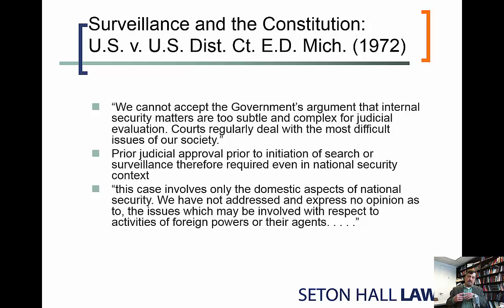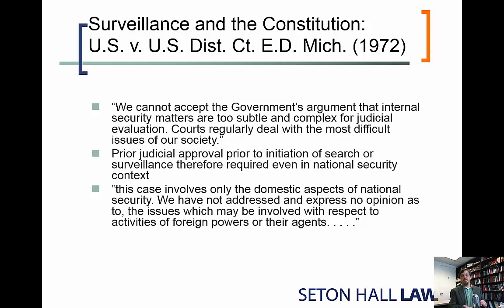The court says we can't accept this. Notice the government's making this argument that, look, this is really subtle, this is really complex, it moves fast, there's a high need for secrecy, and the court says, yes, all that may be true, but these are the kinds of things that courts are involved in all the time. Now, notice this final bullet here, this little quote.